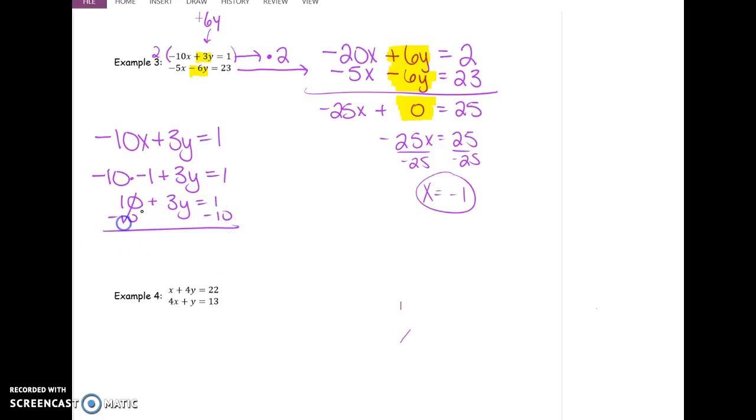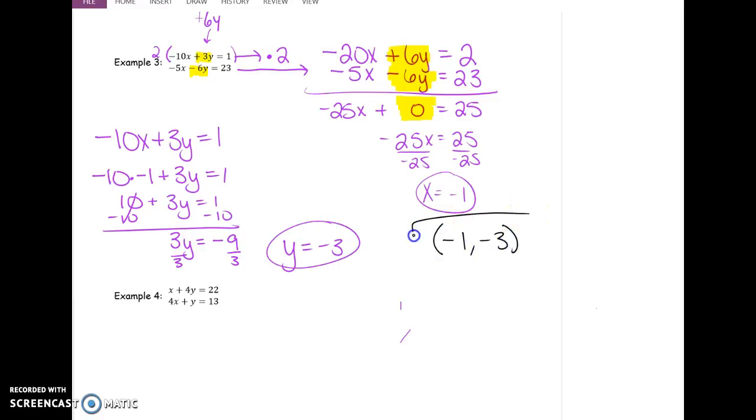Subtract 10 on both sides. 3y equals negative 9. Divide both sides by 3, and we get y equals negative 3. You are not done until you have rewritten your answer as negative 1, negative 3.